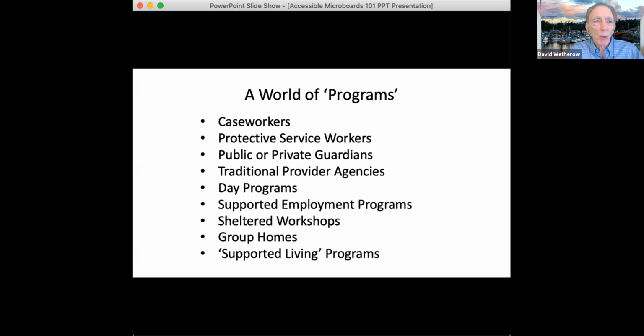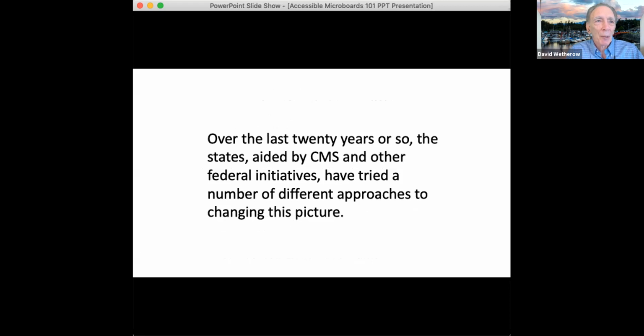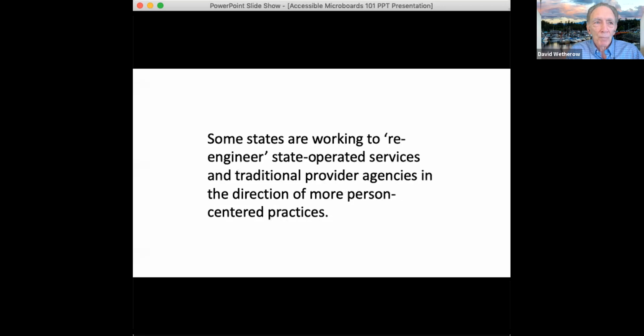So sometimes coordination among these efforts that are doing everything they can to support a good life for us are just not connected to each other. They're not working in sync. Over the last 20 years or so, the states, aided by CMS and other federal initiatives, have tried a number of different approaches to changing this picture.